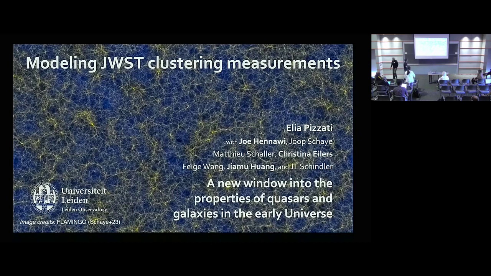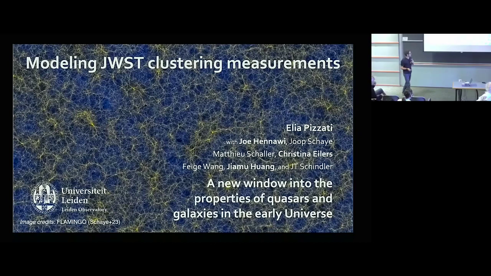Okay, so hi everyone. I'm Elia Pizzati. I'm a PhD student at Leiden Observatory, and today I want to talk a little bit more about what we can get with clustering measurements from JWST of quasars and galaxies. So Peter already gave a very beautiful introduction about clustering in general, so that makes my life easier.